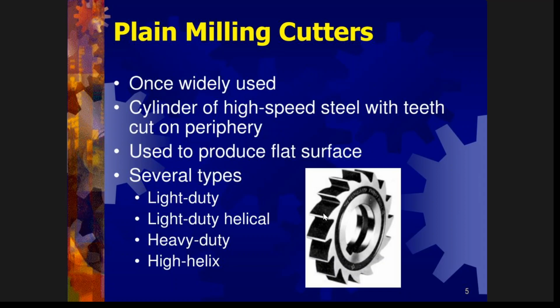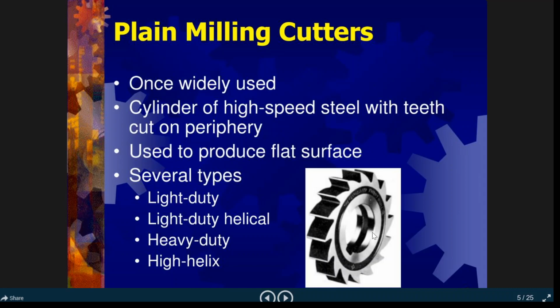Now we'll see different types of cutters. This classification is based on the profile or the shape of the cutter and the action of cutting. The plain milling cutter is the simplest form of milling cutter, and here the teeth are only on its periphery. This is the periphery of the cutter. In the plain milling cutter, the cutting edges or the teeth are on its periphery only. They are not there on the face.